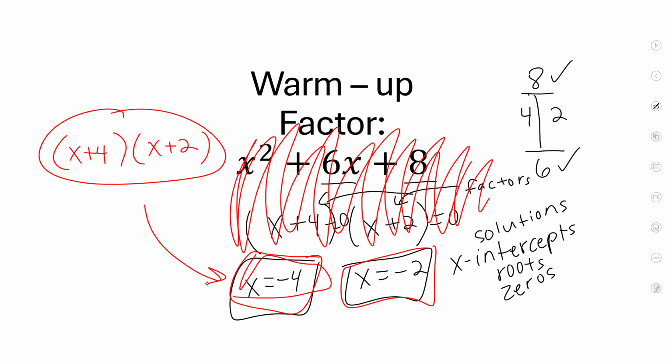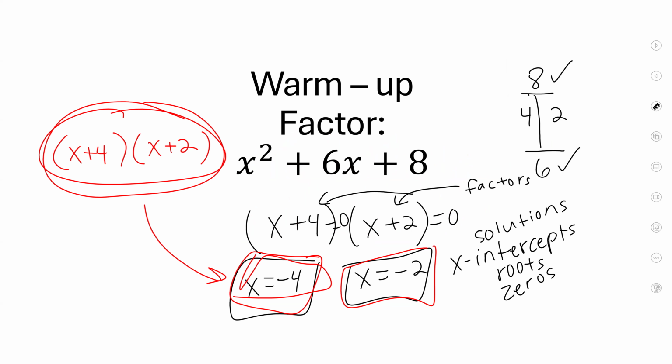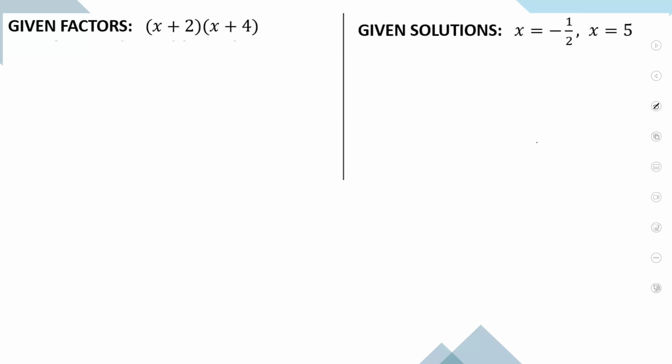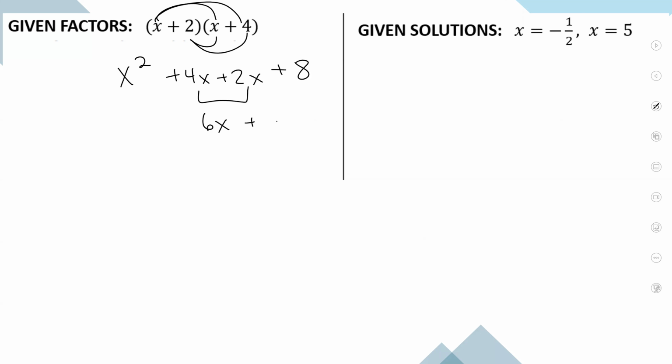Okay, another thing that we should be going back and forth with is going from factored form to the original equation. So the original equation was this right here. So we should be able to go back and forth. So let's look at this. Notice if I multiply this out, this is x squared, this is 4x, this is 2x, this is 8. The middle combines to be 6x, and that's what I originally started with for my warm-up, okay? So you should be able to go from factored form to the quadratic form and back, okay?